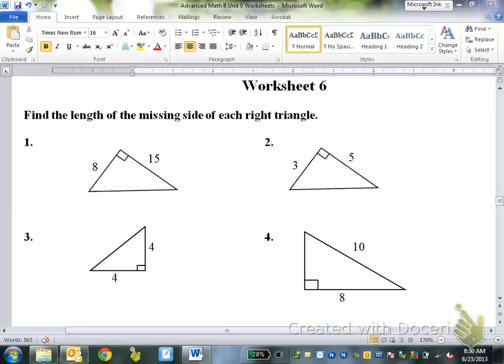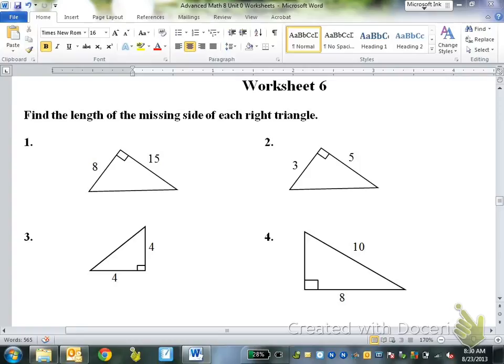Okay, so worksheet 6. We are going to be using the Pythagorean theorem to find missing sides. So let's do number 1 together. So now we know that all of our triangles are right triangles, so you can assume that. But we're going to give you either 2 legs or a leg and the hypotenuse, and you have to find the other side. So let's do number 1 together.